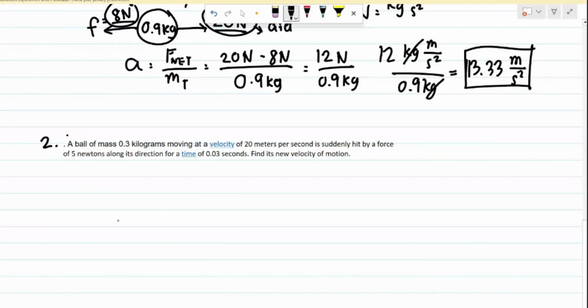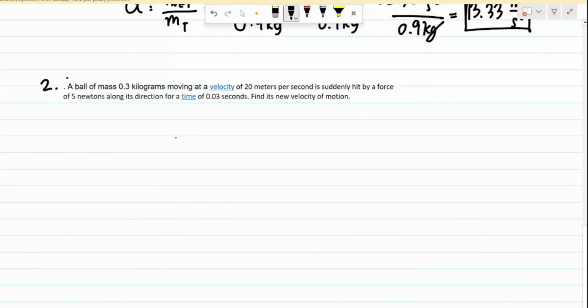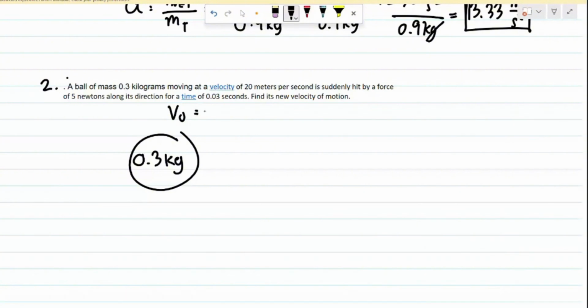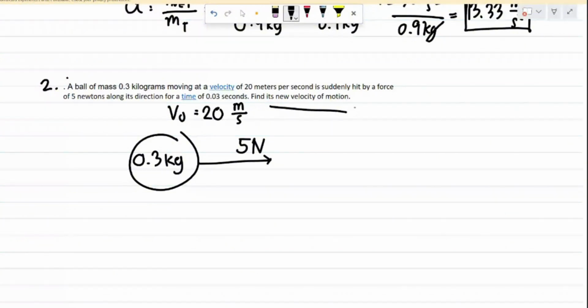So dito guys, actually mahalaga po mag-drawing tayo ng figure. Sir, meron daw po tayong bola, at yung bola natin, meron tayong mass of 0.3 kilograms. So initially guys, V sub O natin, this is moving with 20 meters per second. And sabi po sa problem, is suddenly hit by a force of 5 newtons along its direction. So if we are going to assume that our object is moving to the right, dito daw po nag-act yung ating 5 newton na force. So the question is, find its new velocity of the motion.